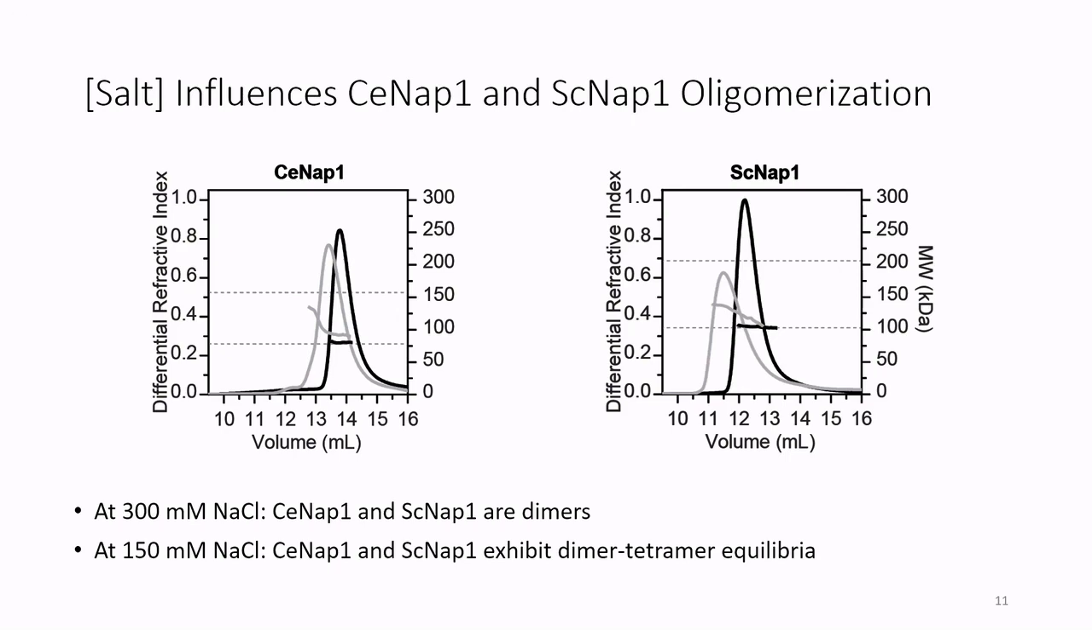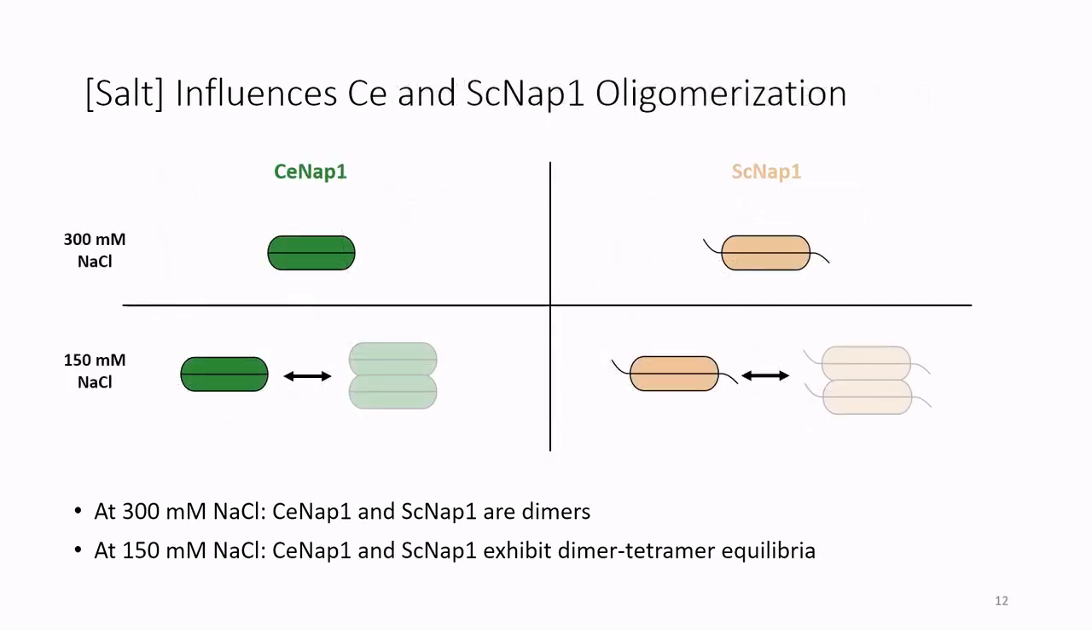So to explain the result, let's use a schematic. In green, we have worm Nap1, and you can see at 300 millimolar NaCl, it is a dimer, the two monomers being here and here. Similarly, yeast Nap1 is shown in wheat and is also a dimer at 300 millimolar NaCl.